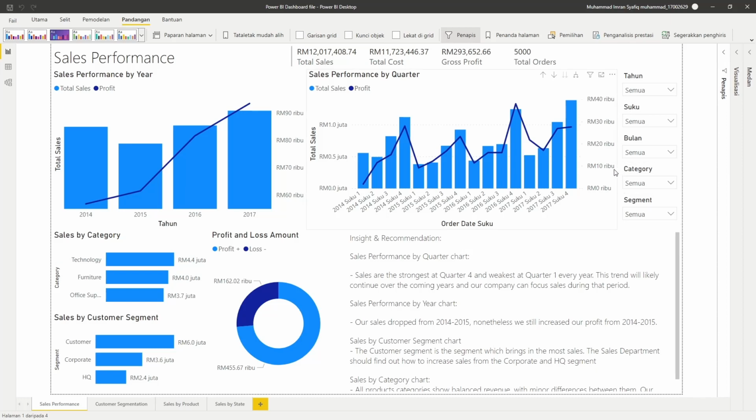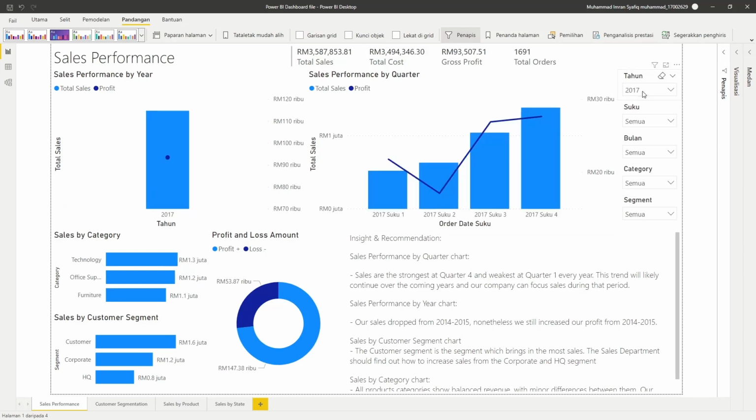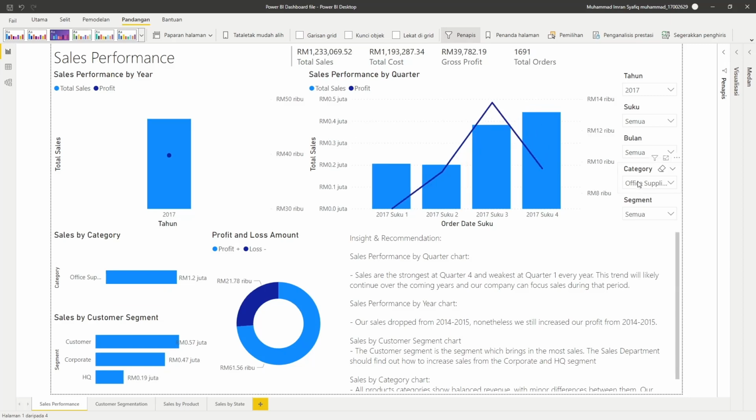If we take a look at these slicers, we can select which specific section of our sales we want to see. For example, if I select the year 2017 and select office supplies category, the entire dashboard changes the data according to what I picked. The numbers on top of here shows how much sales, the total cost, gross profit, and how many orders were made for office supplies in 2017.